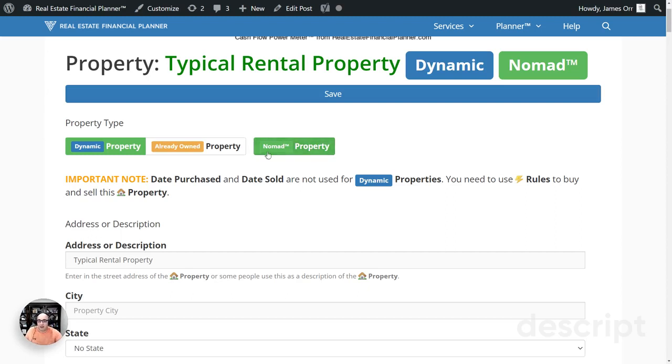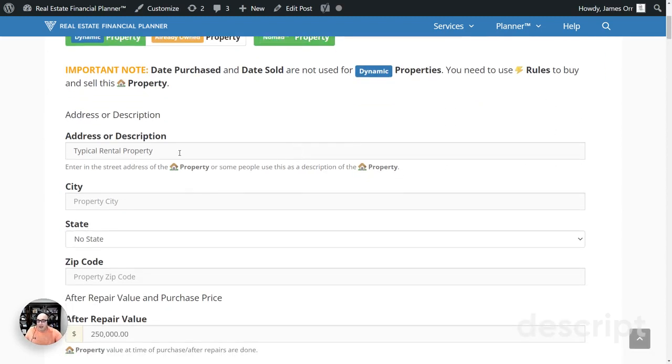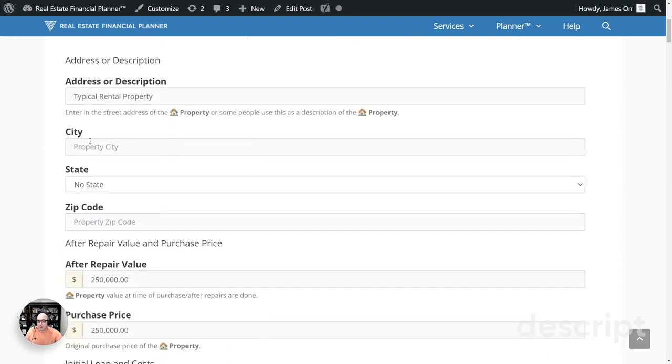And so we have a little toggle button for that. It shows that that is on for doing this. So the address or description, we're calling this just typical rental property. That's what we're calling it. And so they'll be numbered typical rental property 1, 2, 3, 4, 5, 6, 7, 8, 9 as we buy different ones. The city, in this case, we didn't list the city here.